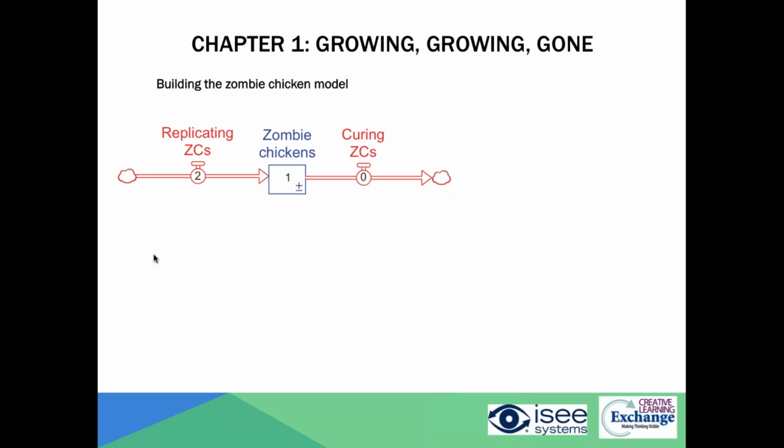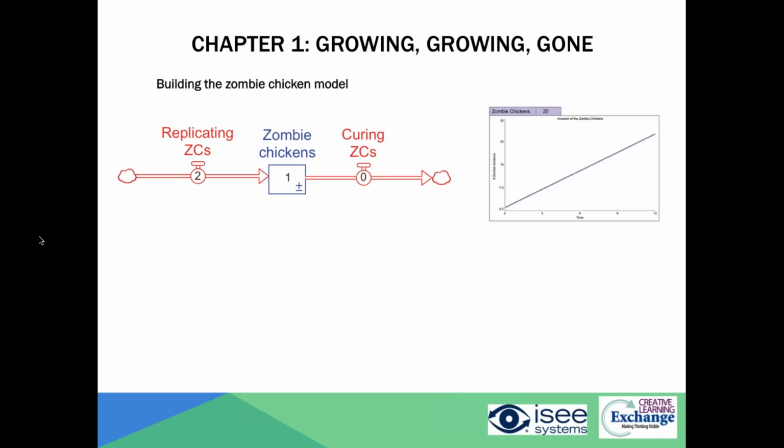So you're going to copy this model, and it has very basic instructions here. We didn't want to get into giving people steps like, now first put a 1 into the zombie chickens. And we've tested this with middle school and high school students, where they can look at this diagram and they know what to do with it. So we start with 1 zombie chicken, and every month 2 replicate and 0 are cured. So we have this idea that we can cure them and make them back into normal chickens.